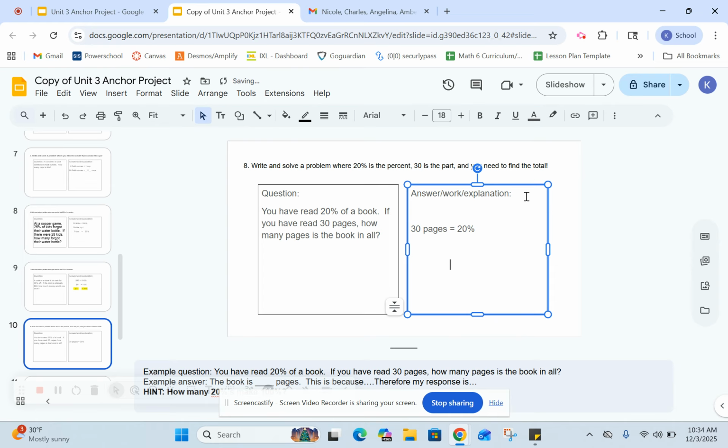So if we are looking for the total, we want 100%. Is there a way to go from 20% to 100%? Yes, there is. Multiply by 5, because 5 20s make 100. So if you multiply the percent by 5, multiply the pages by 5, 30 pages times 5 is 150 pages. All right, let's keep going.